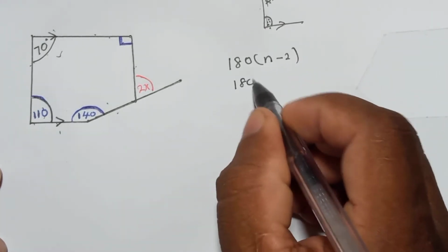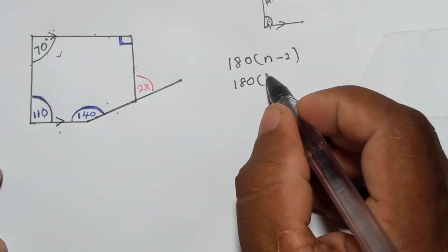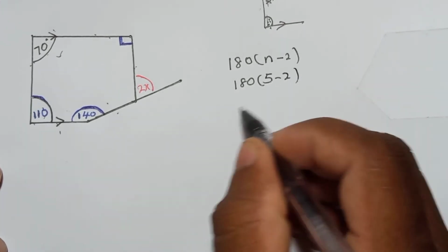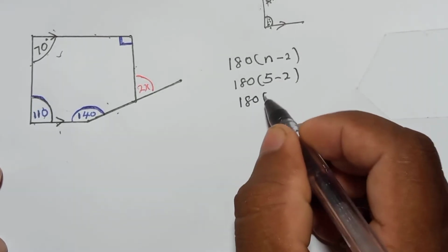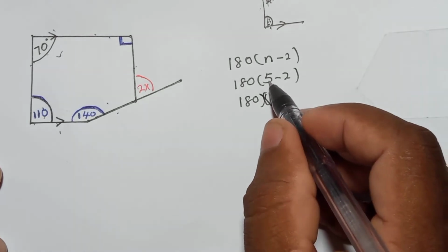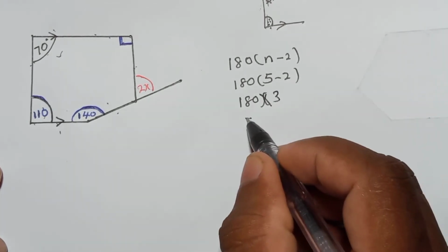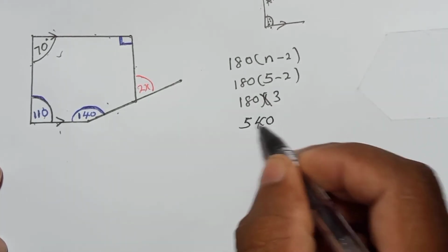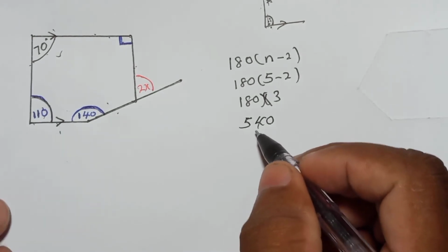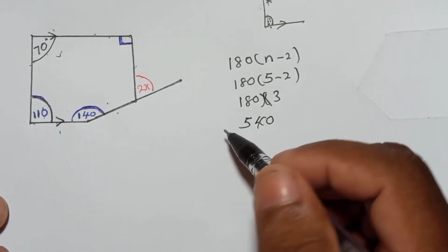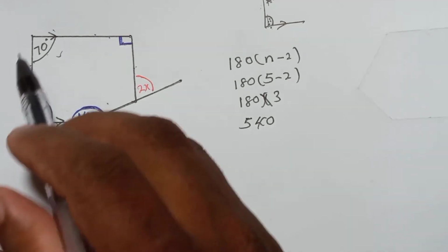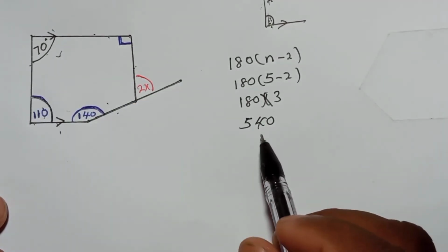So 180, n means the number of sides, so that means 5. Then right here, okay, the bracket means multiplication, 5 minus 2 means 3. So here it will be 540. But if you remember this one, it's okay, you can use that value, 540 for a pentagon. In a pentagon, the interior angles altogether are 540.